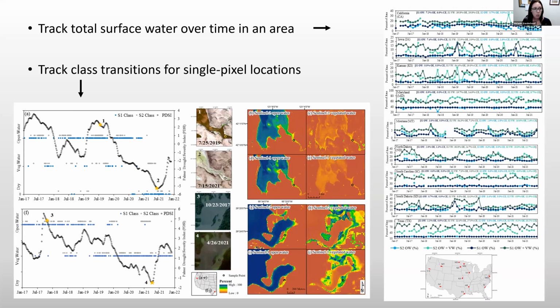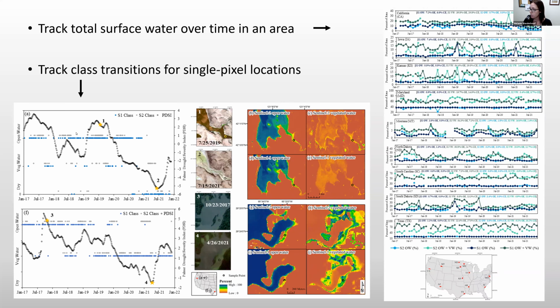And on the left here, we can also track class transitions, or the classification for a single location over time. So the top example and the bottom example are both points that at some points in the 5-year period are within a large lake, and at other periods in time are either dry or have transitioned to a vegetated water.